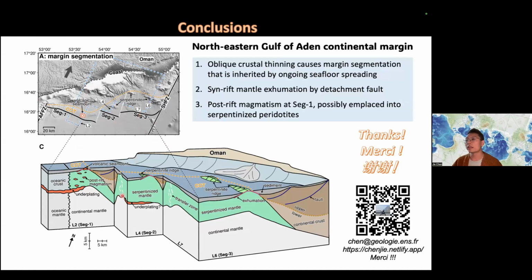We also found evidence of syn-rift mantle exhumation by detachment faults in all segments, and in the western segment 1, it's followed by post-rift volcanism, which emplaced into the serpentinized peridotite to build a composite crust like this. So that's all. Thanks.